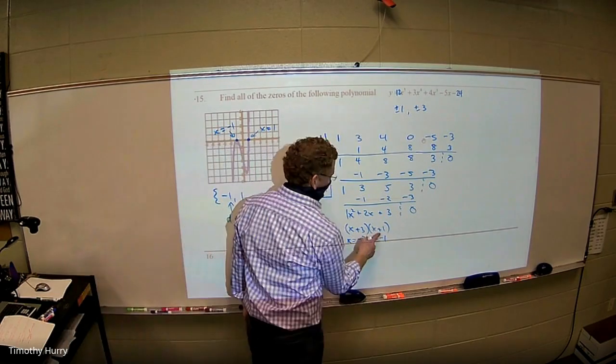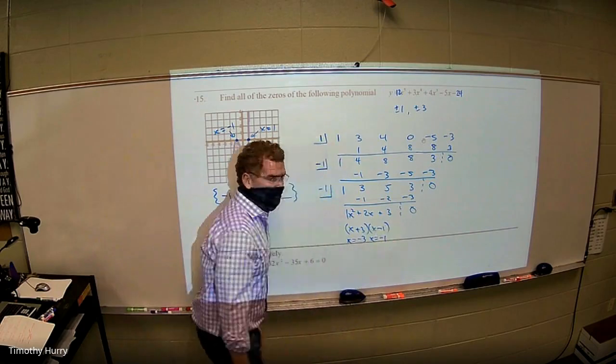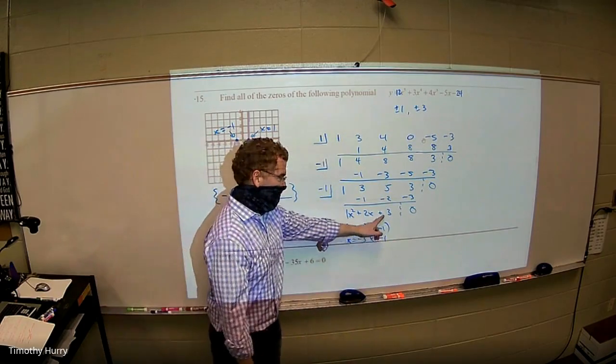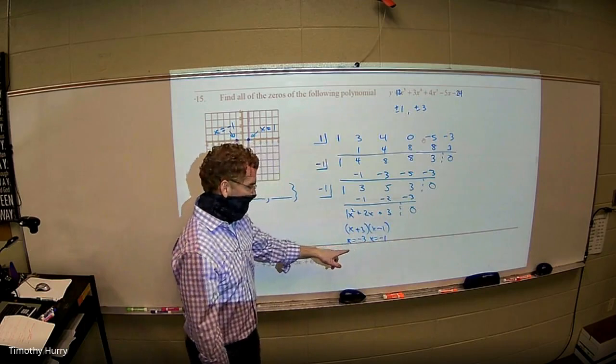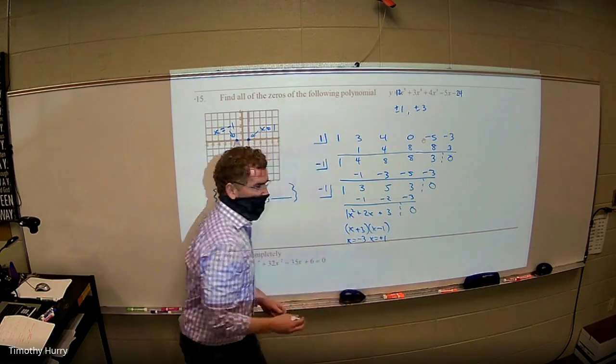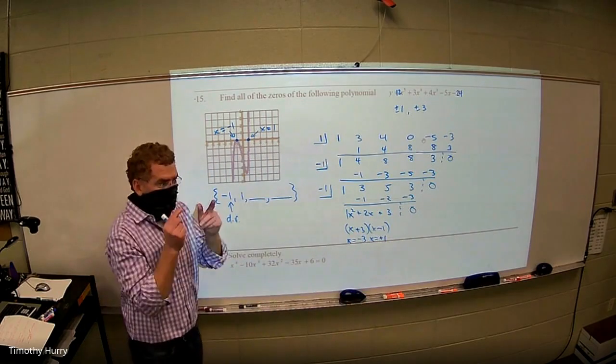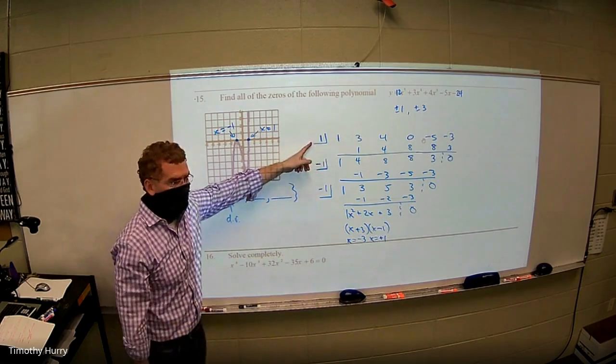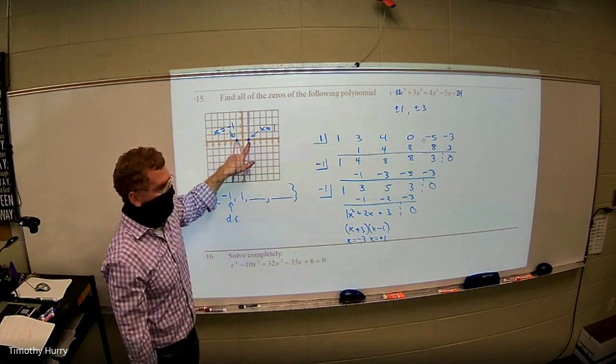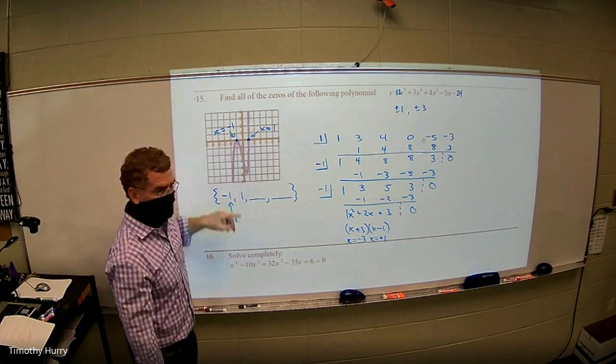Or what if you went, hey, it's x plus 3, x minus 1. That would work. Actually, it would if that was a -3 right here. But it doesn't. That would mean -3 and +1 roots. But that would mean 1 was a double root because it already worked once. That would mean it should bounce there, but it doesn't. And it still doesn't cross at 3.